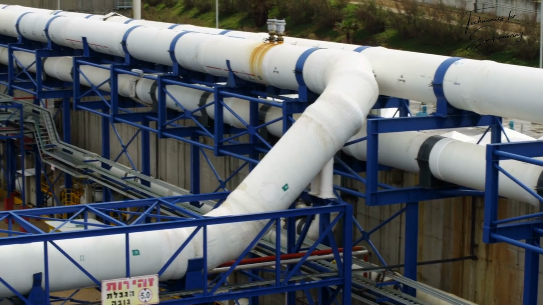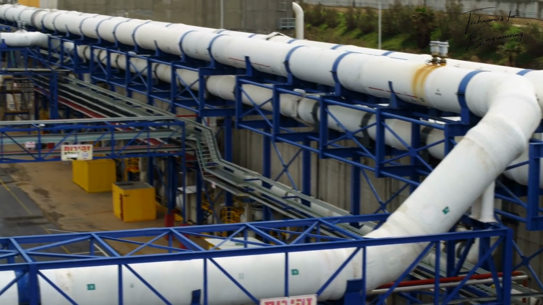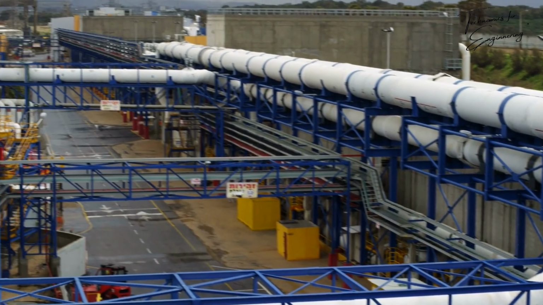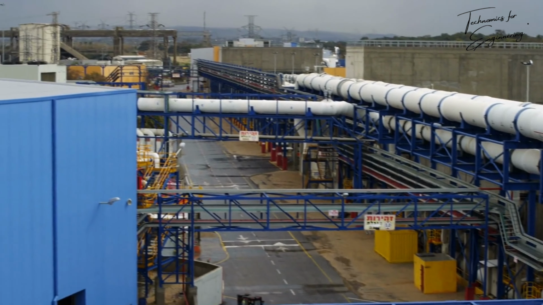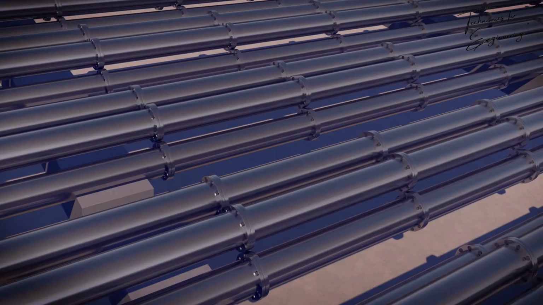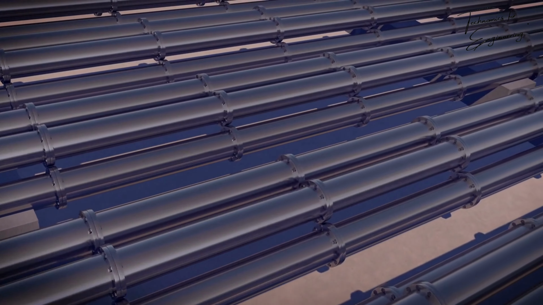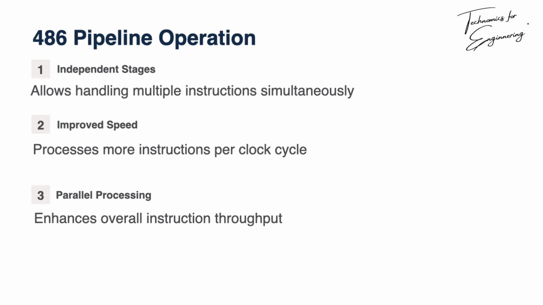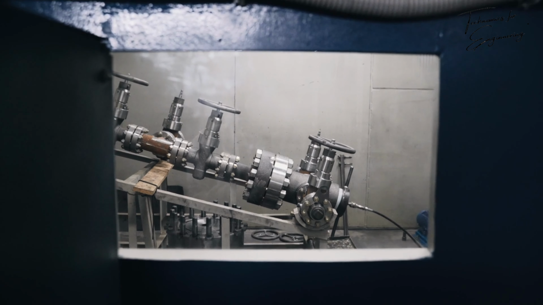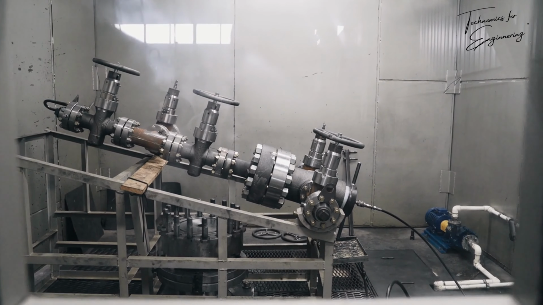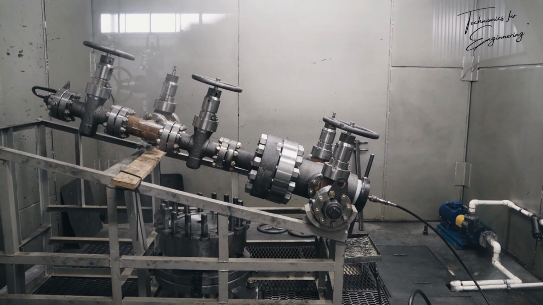Fifth, write back. The final stage involves writing the results back to the processor's internal registers, making the data available for subsequent instructions. The 486's pipeline structure allowed these 5 stages to operate independently, enabling the processor to handle multiple instructions simultaneously. This architecture greatly improved instruction processing speed, as it allowed the processor to process more instructions per clock cycle compared to the previous serial processing methods.